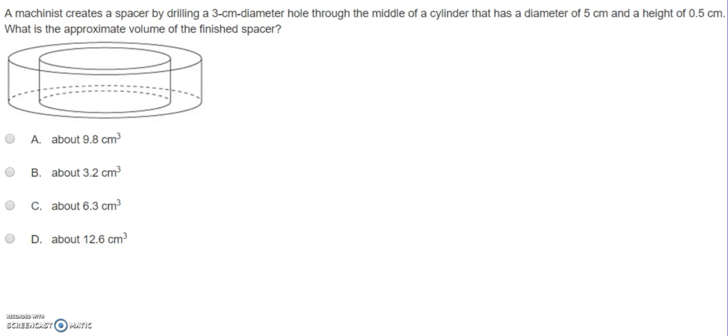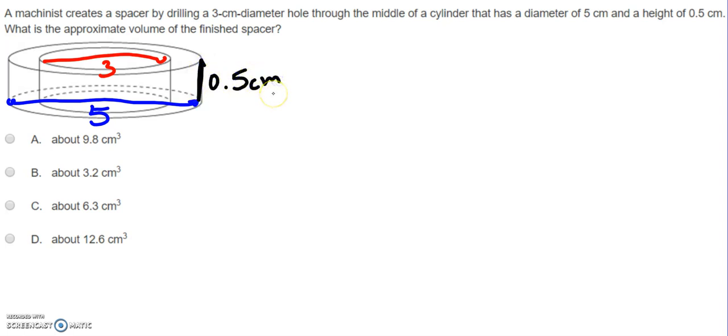Okay, last one. A machinist creates a spacer by drilling a 3 centimeter diameter hole through the middle of a cylinder. All right, so let's just mark this as 3 centimeters with diameter. And the cylinder has a diameter of 5 centimeters, and it has a height of 0.5 centimeters. What is the approximate volume of the finished spacer?